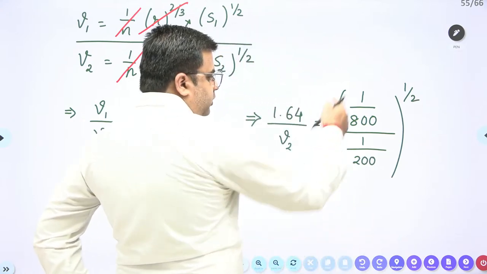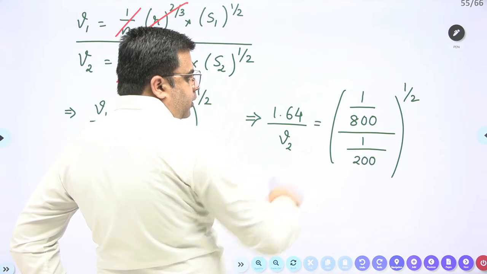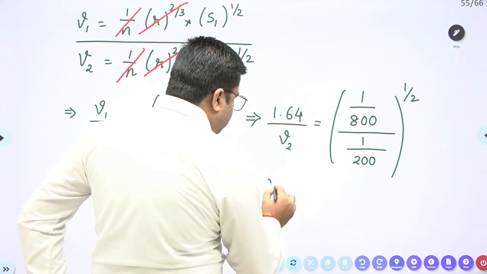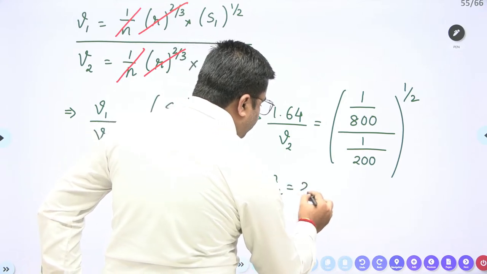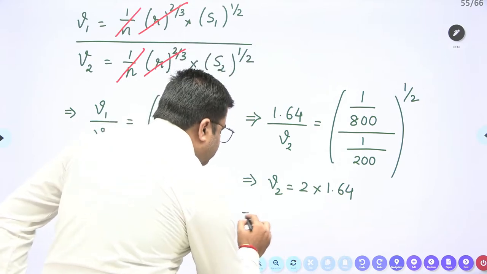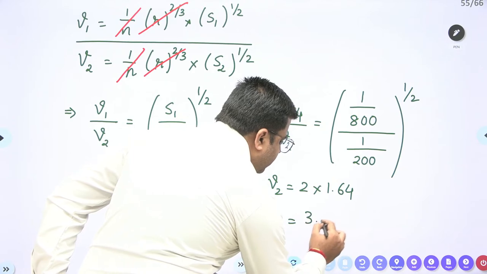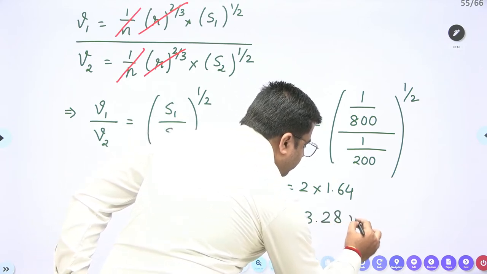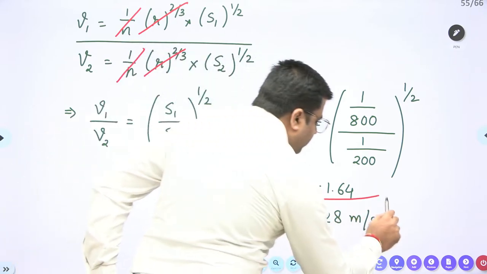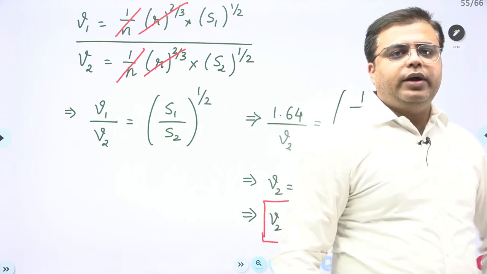So this is, 1 by 4 root is 1 by 2, so V2 is 2 into 1.64. Just get me the value of this V2. V2 is 3.28 meter per second. So V2 is 3.28 meter per second.